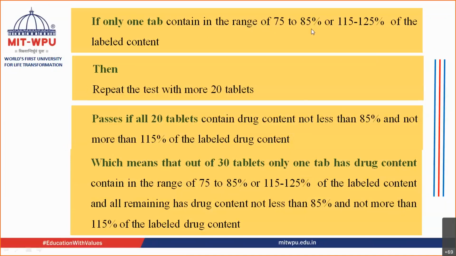Now if there is only one tablet in the range of 75 to 85 or in the range of 115 to 125 of the labeled claim, then you are going to take 20 more tablets. You had taken 10 tablets earlier. Now you take 20 more. When will the test pass? If all the 20 tablets contain not less than 85 and not more than 115. These 20 tablets should all pass the test.